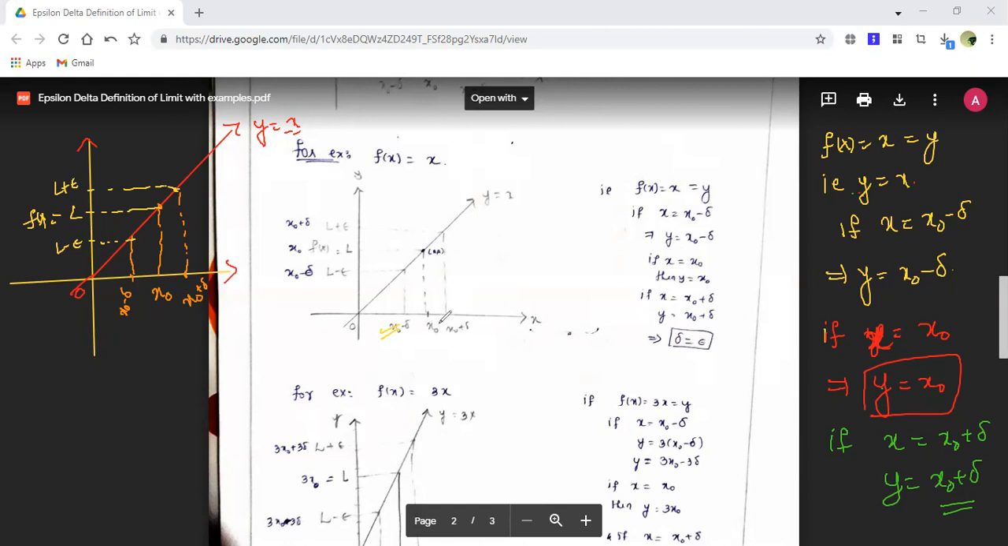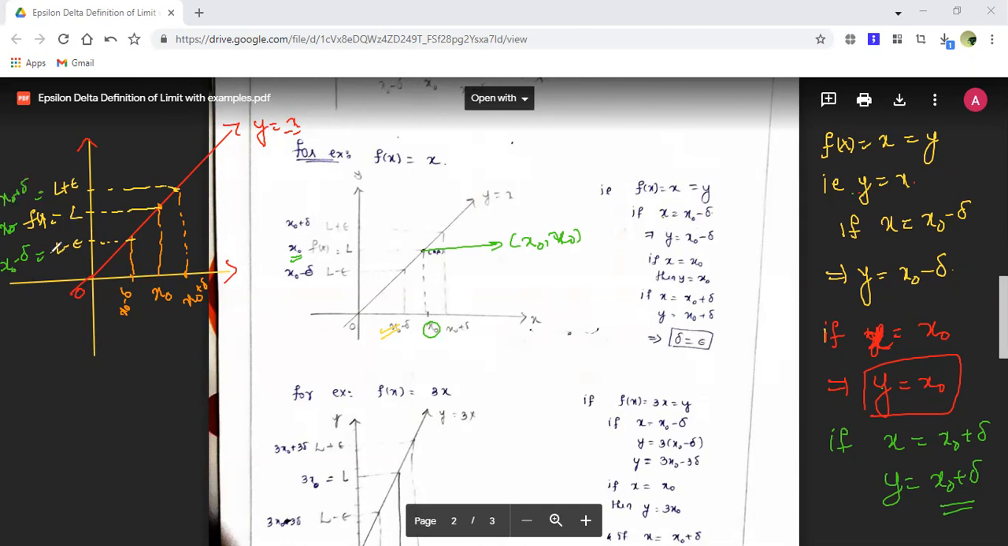That means here you have got x naught. So correspondingly, this point I'm talking about. Your x is x naught means y is also x naught. So here y is also x naught. So this point will be your x naught. And since your x is equal to x naught minus delta, this implies your y is also equal to what? X naught minus delta. X naught minus delta means, since your L is equal to x naught, this will be x naught minus delta. And what about here? It is x naught plus delta.